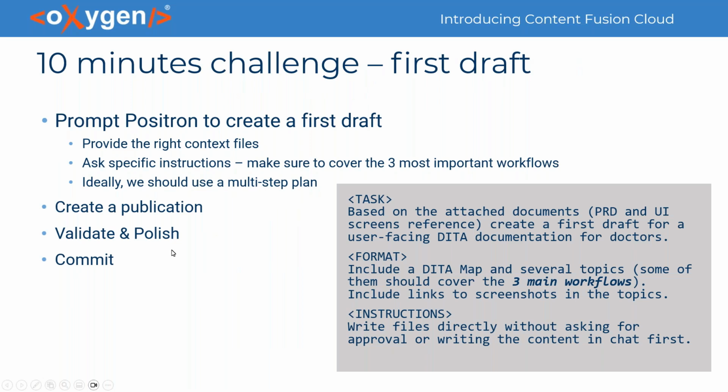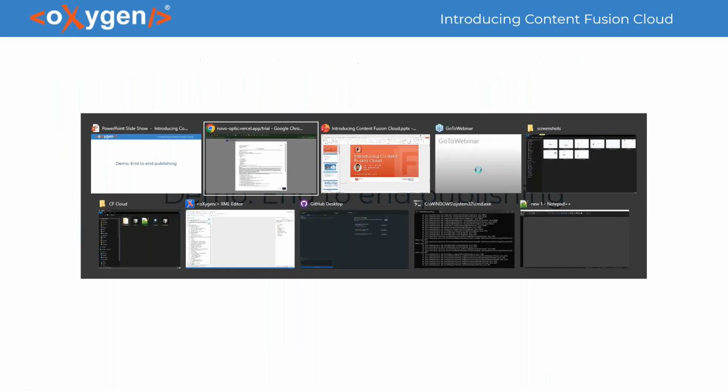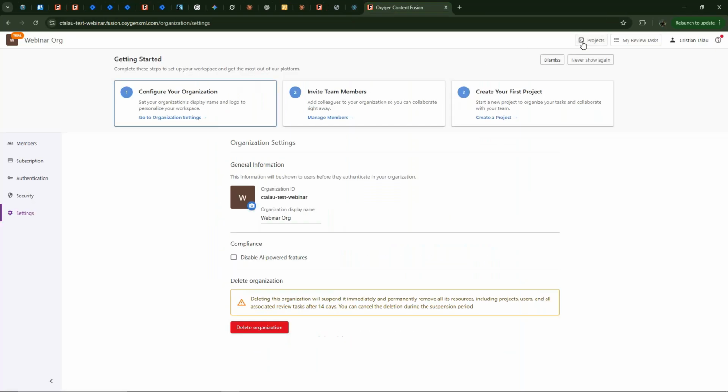After Positron creates a data map and some topics, I can create a publication. Then I will need to validate it and maybe polish it a bit, and then commit. And the last step is to create a deliverable, which is a web help publication. I configure it to use a custom logo and deploy it to Content Fusion Docs web platform, which is a companion platform for Content Fusion Cloud. So again, it is demo time.